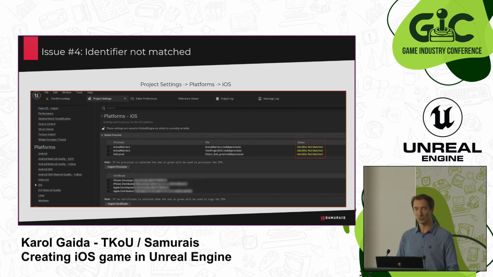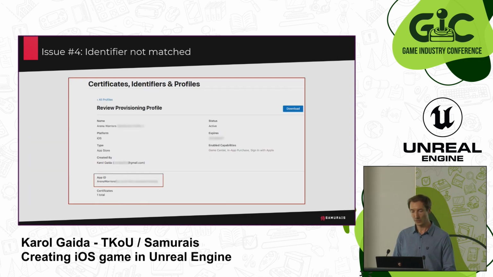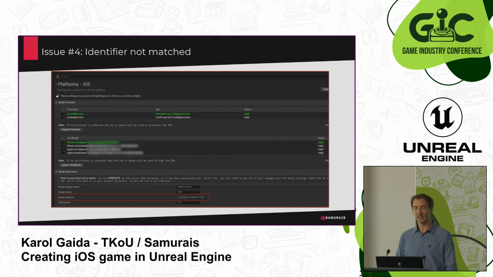Number 4. When we go to the iOS settings, we could see that the provision file has the status identifier not matched. This is because the bundle identifier has not been filled in yet, or it just doesn't match the ID that we saved in the provision file in the Apple Developer Portal. So we need to go there and make sure that inside Unreal we have the same ID that we see here. When everything is set up correctly, Unreal highlights in green the certificate and provision that are going to be used in the packaging process. In my case, it looks like this.